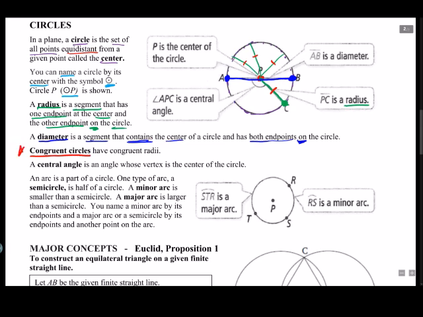Congruent circles, this is important information here, have congruent radii. We've already said that all radii within a circle are congruent. And if you have congruent circles, which means they are the same, they are equal, all of their radii are going to be congruent. And a central angle is an angle whose vertex is the center of the circle. Thus, central angle. So if we look at angle APC here, we have a central angle. Angle APC is a central angle.